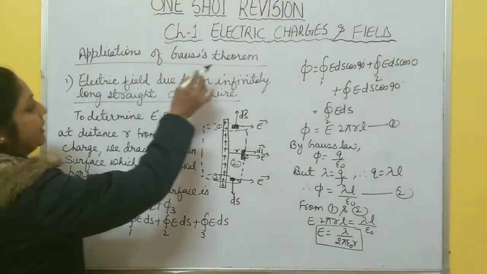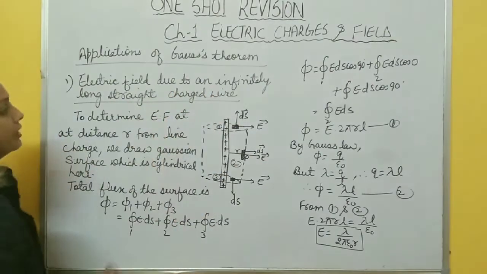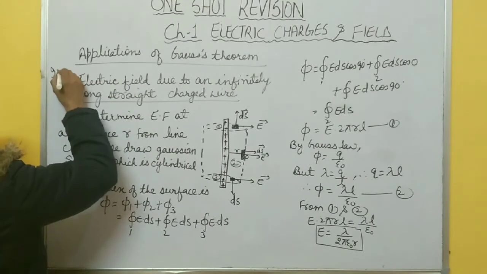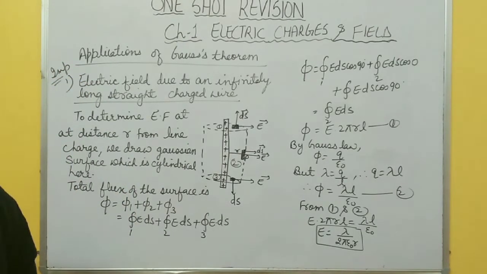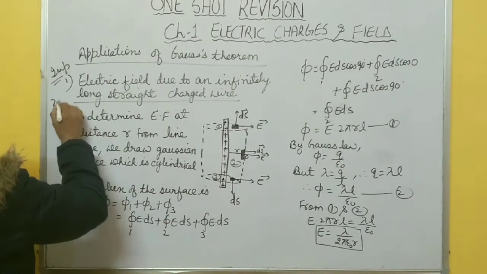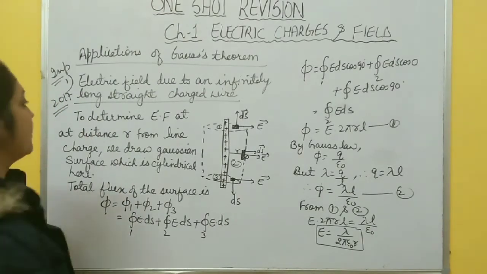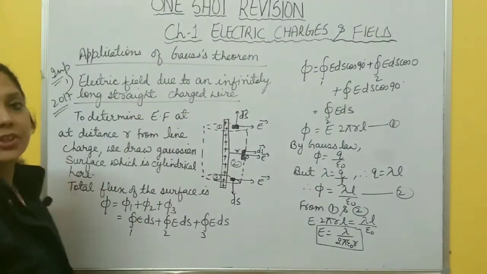Now the first application of Gauss theorem is electric field due to an infinitely long straight charged wire. This application is very important. I think it came in the year 2017. So there is a chance it comes in this year also, 2021. Electric field due to an infinitely long straight charged wire.